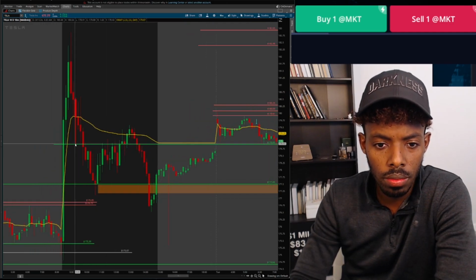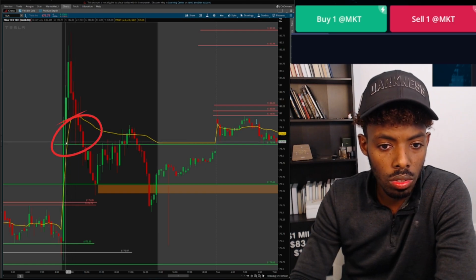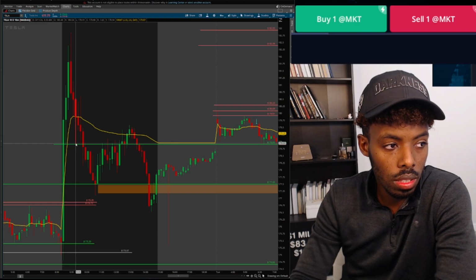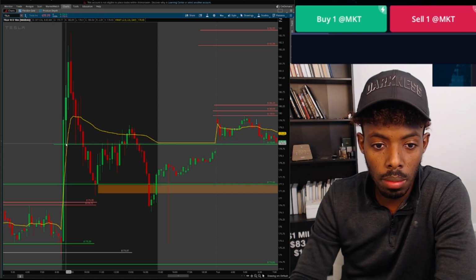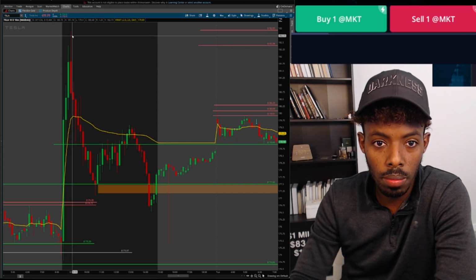Look what happened here. You see this right here? Okay, do you also see this here? You see these wicks? Exactly. That is an important spot. What happened when the price came? Went all the way up.